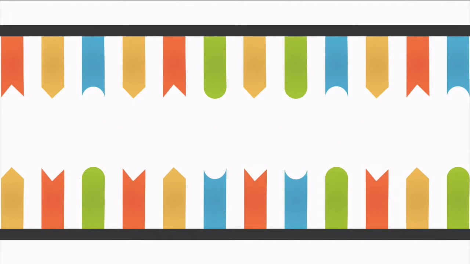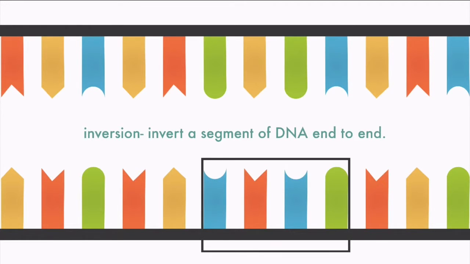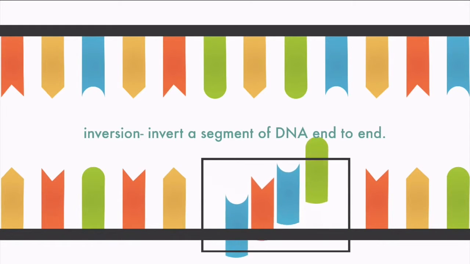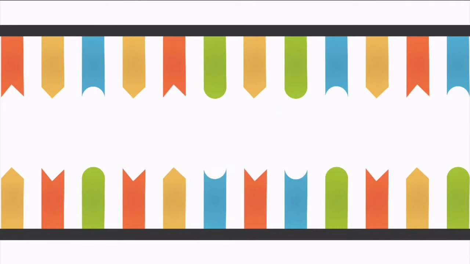Lastly, an inversion will invert a segment of DNA end to end. Watch this section closely. Each base has been moved around. Again, these mutations have the potential to be harmful, but not all mutations have an effect on protein.